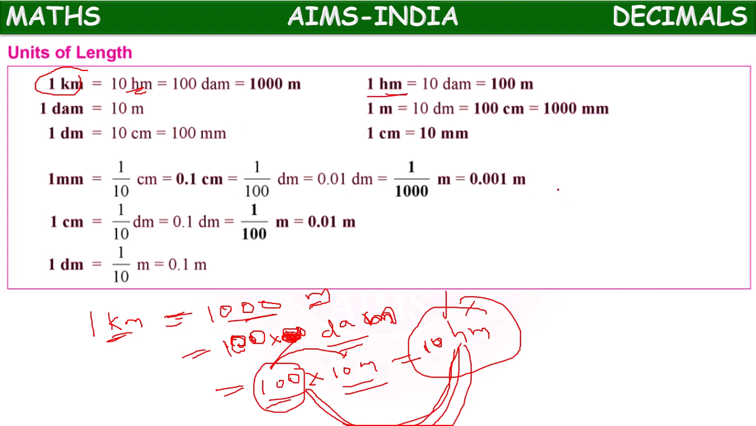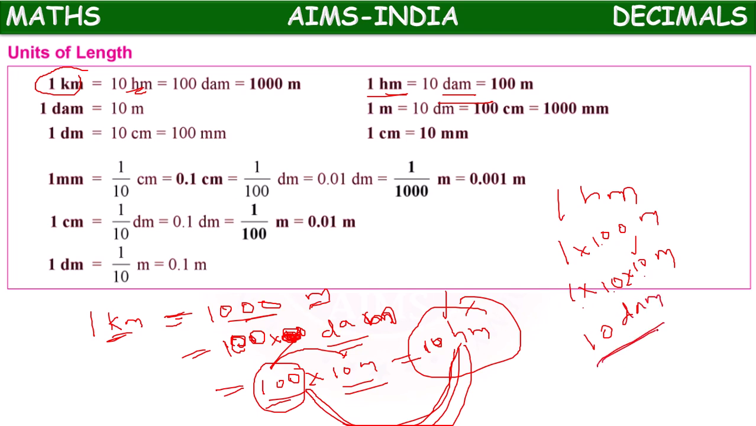1 hectometer. Hectometer means how much? 1 hectometer means 100 meters. We want to turn it into decameter. 1 into 100, how can we write? 10 into 10. 1 into 10 into 10 meter. So 1 into 10 is how much? 10. Instead of 10 what can we write? Deca, DAM. 10 decameter. Like that we can convert.